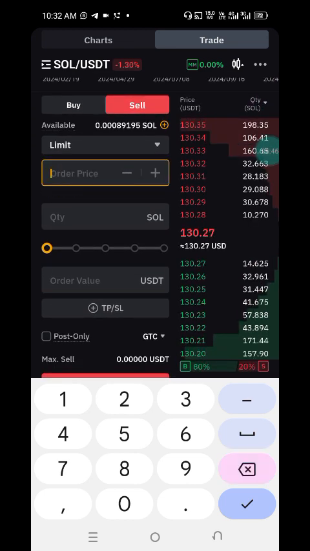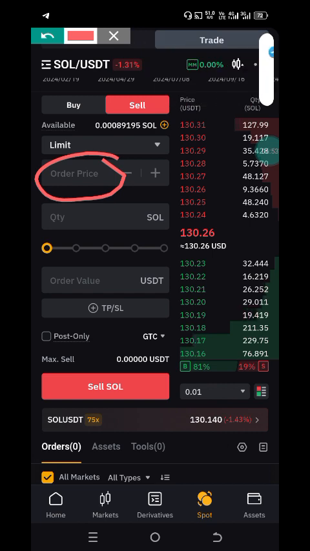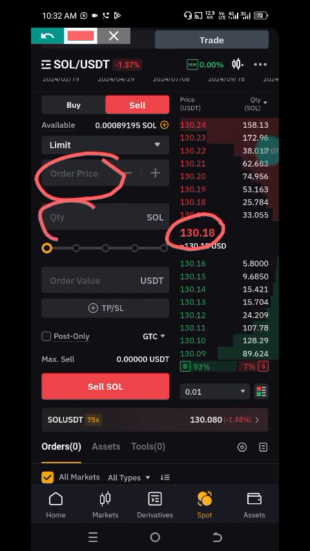Pay attention to this environment, please. This is where the price of Solana in the market is shown when you are buying it. You understand? So, for example, this is the order price. I hope we are getting it. Now, this quantity is the number of pieces of Solana that you are going to get according to the price.